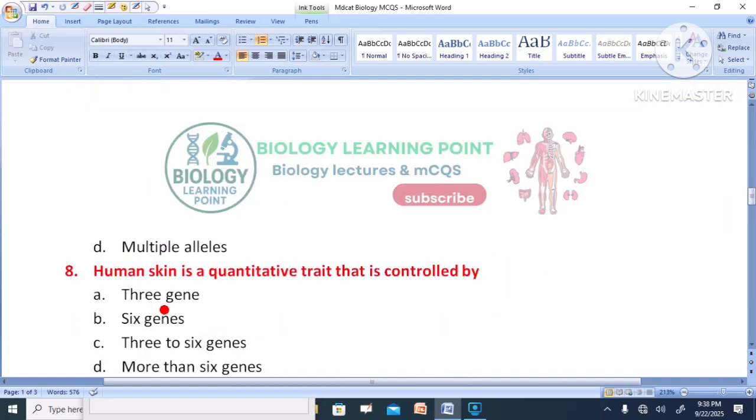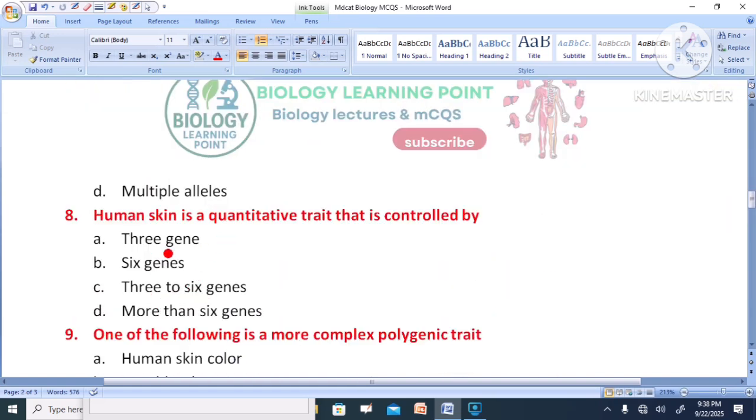So the next question is, human skin color is a quantitative trait that is controlled by option A 3 genes, option B 6 genes, option C 3 to 6 genes, option D more than 6 genes. So the right answer is option C, 3 to 6 genes.